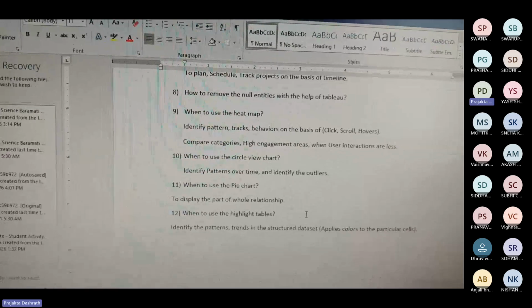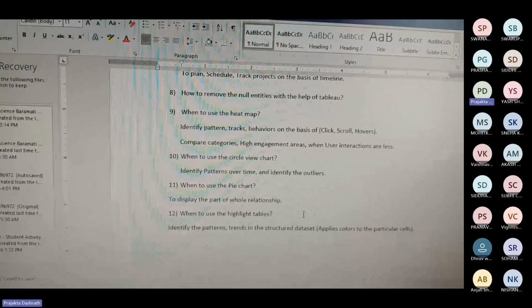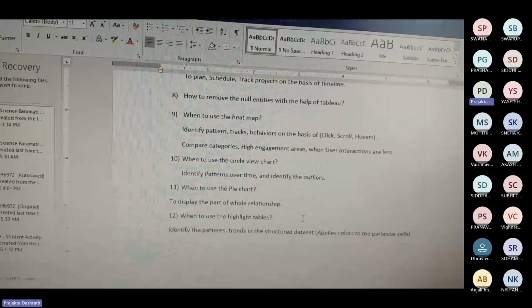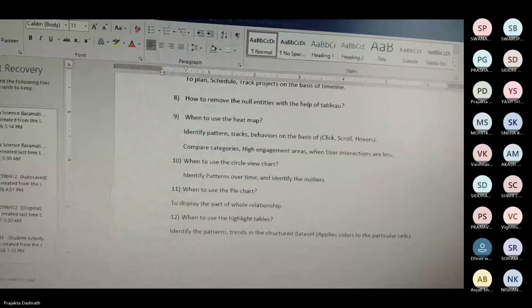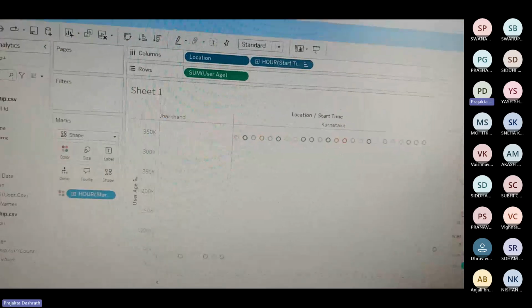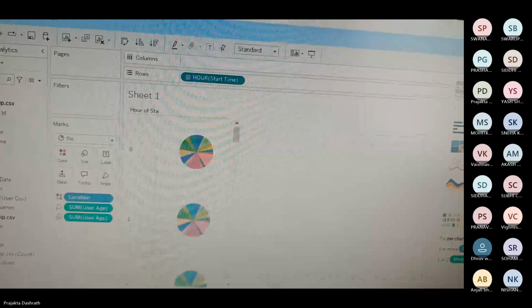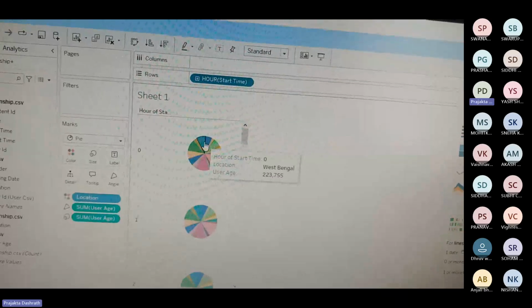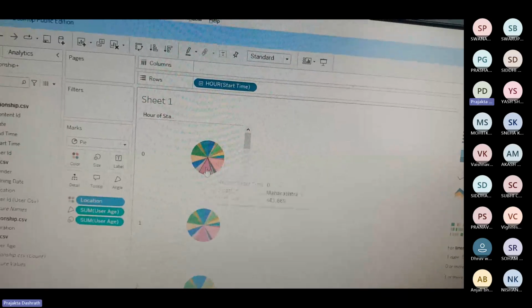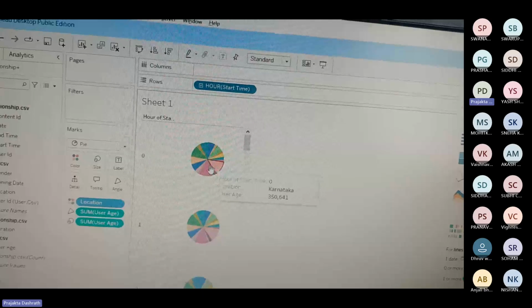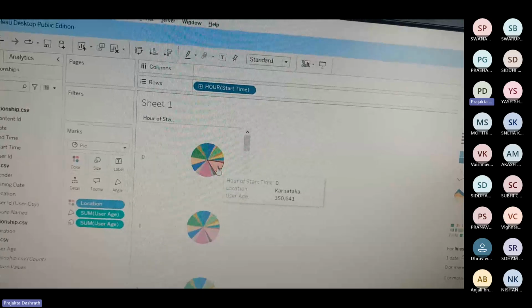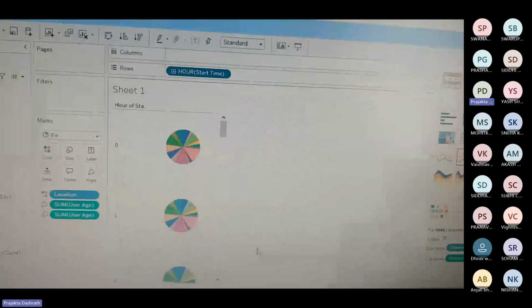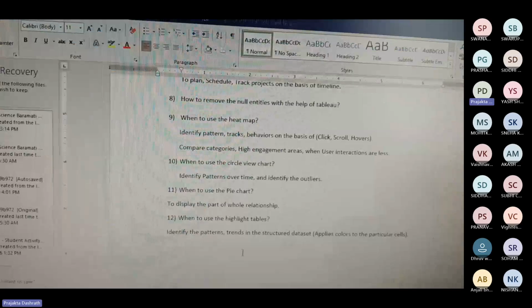When to use pie chart? To display part of whole relationship. Part of whole. This will be one part of this whole relationship. This can be a part of this whole relationship. And that's why pie chart can be used in this case.